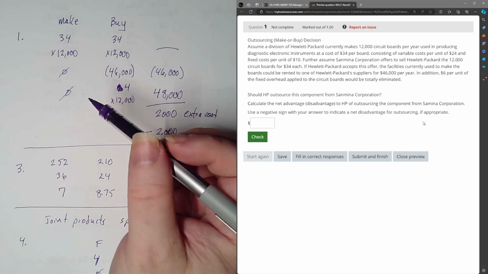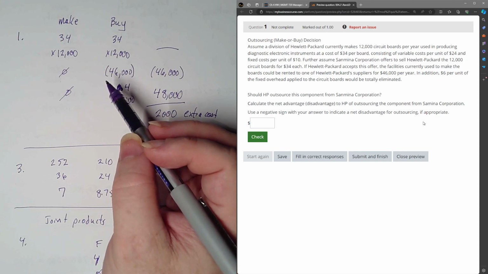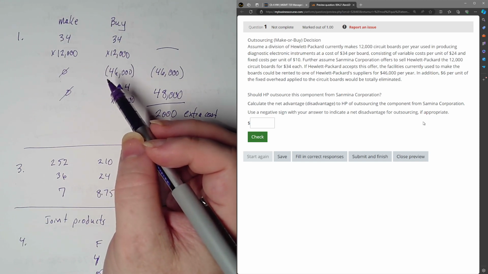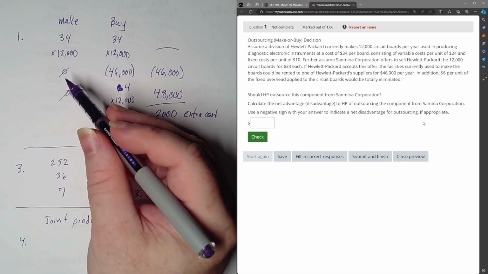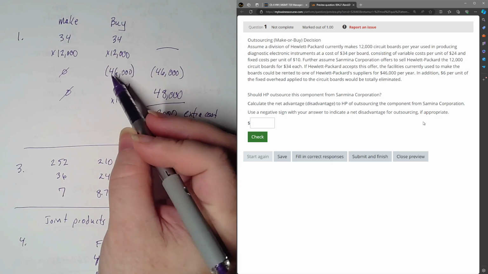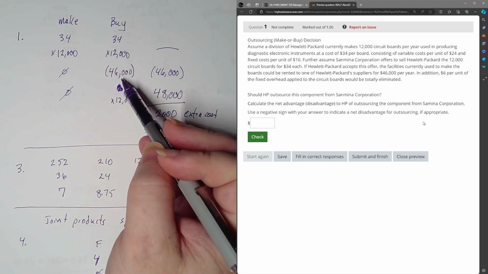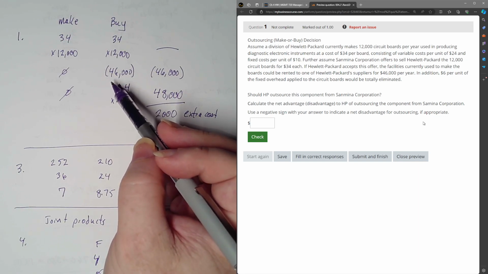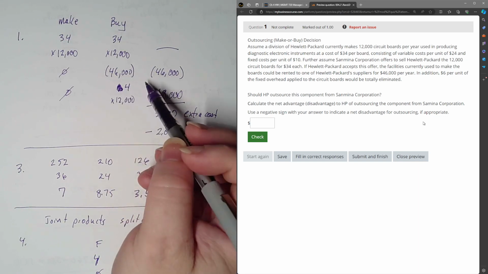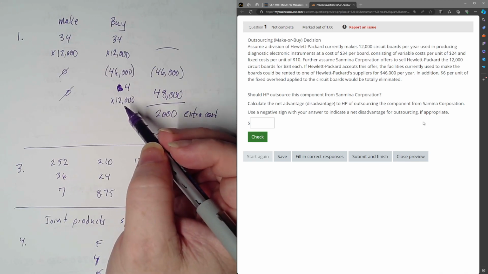So what is relevant? Well, if we buy the product from the vendor, we can clear out part of our factory floor and rent that to a different person. So I put that as a negative because these are costs and this is a cost saving, right? We're saving 46,000. We're getting income of 46,000. So that's different between the alternatives. And the other difference is, in addition, $6 per unit of the fixed overhead applied to the circuit boards would be totally eliminated.